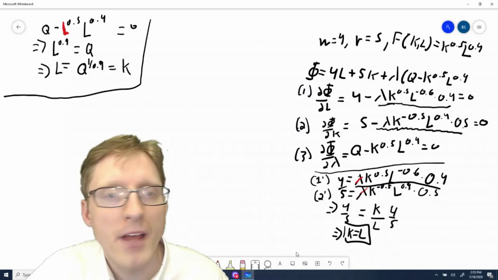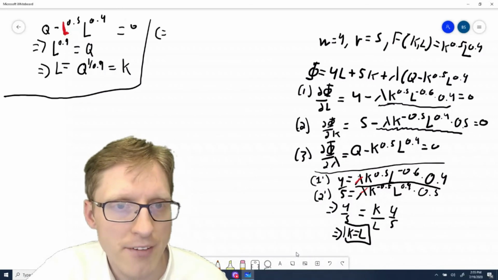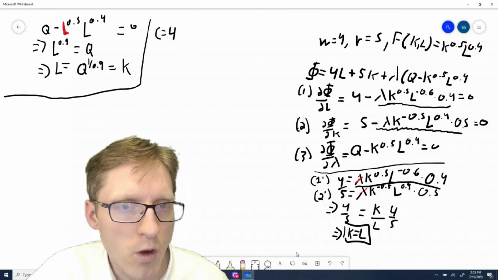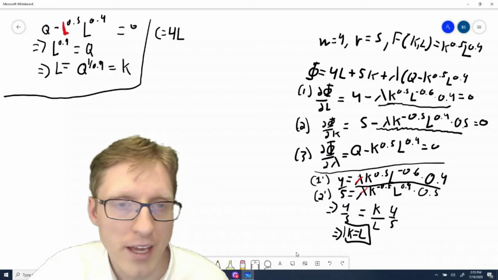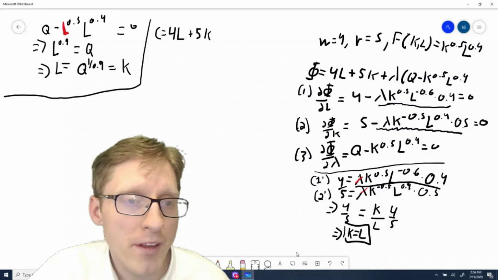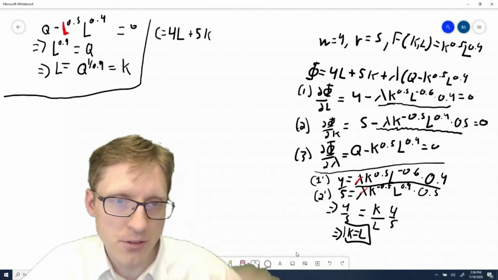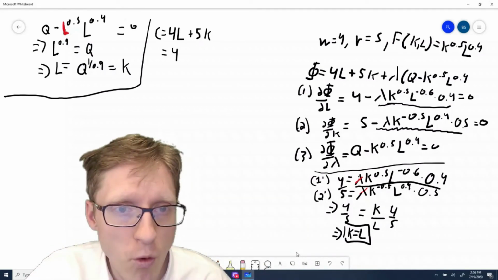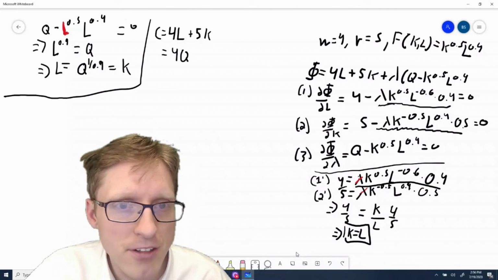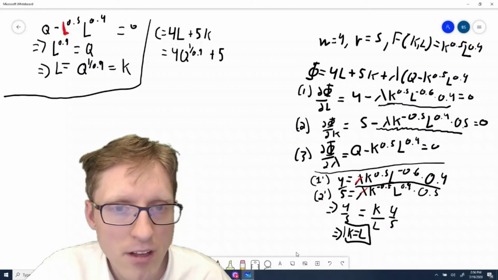Okay, so the last thing we want to do is solve for the cost function. So remember the cost in terms of K and L was 4 times L, where 4 is the wage, plus the price of capital 5 times K. And so all we do is we plug in L is equal to Q raised to the power of 1 over 0.9, and K is also equal to that. So that gives us 4 times Q raised to the power of 1 divided by 0.9 plus 5 times Q raised to the power 1 over 0.9.